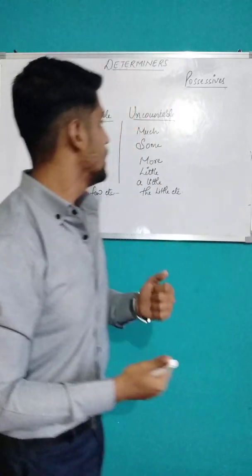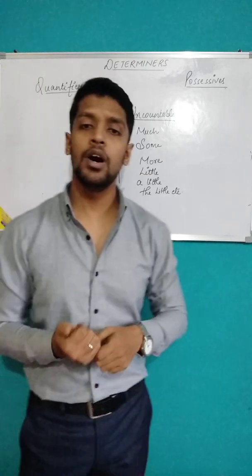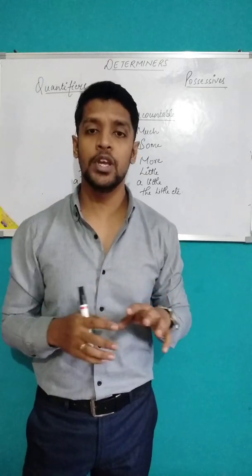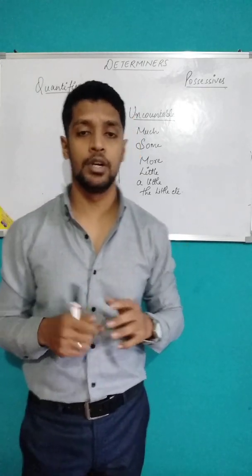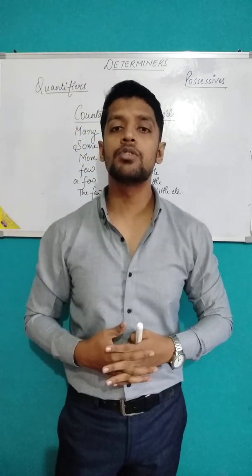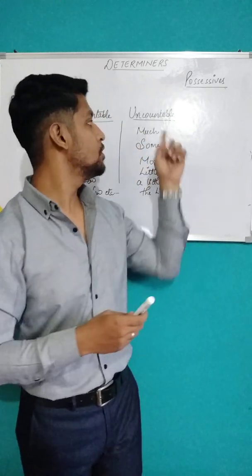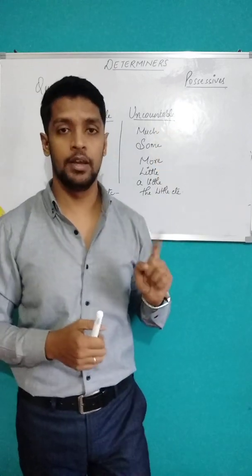Okay, let's move to uncountable ones. Much is used for uncountable nouns which cannot be counted, which are measured. Like how much milk is remaining in the bucket. I cannot count the milk. What I can do, I can measure it. That's why I have used much here, not many.